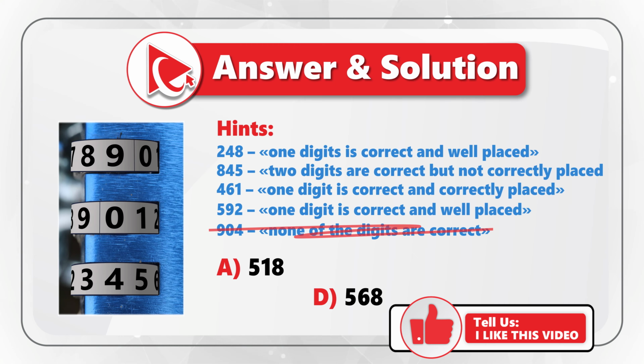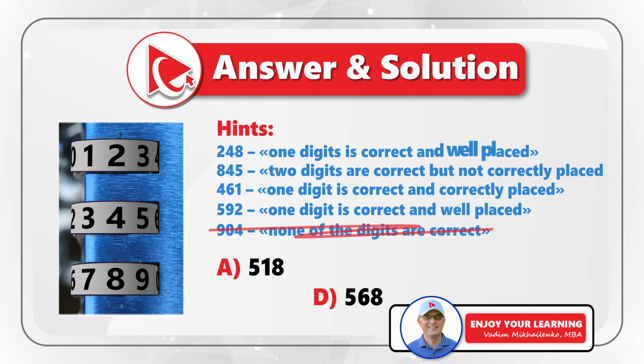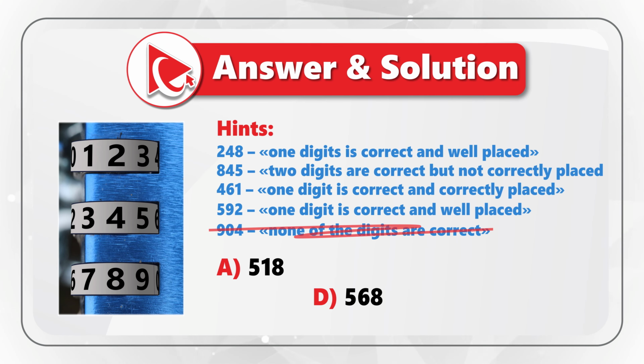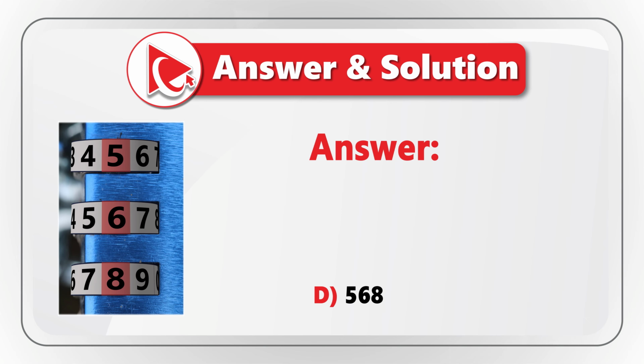If we look through the remaining 4 hints, we learn that in hint 1, where the digits are 2, 4, 8, only 1 digit is correctly placed, which is digit 8. In hint 2, 2 digits are correct, but they're not correctly placed, and they're digits 8 and 5. In hint 3, only 1 digit, 6, is correct, and it is correctly placed. And last but not least, in hint 4, digit 5 is correct, and it is well placed. Based on this, the correct answer here is choice D, 5, 6, 8.